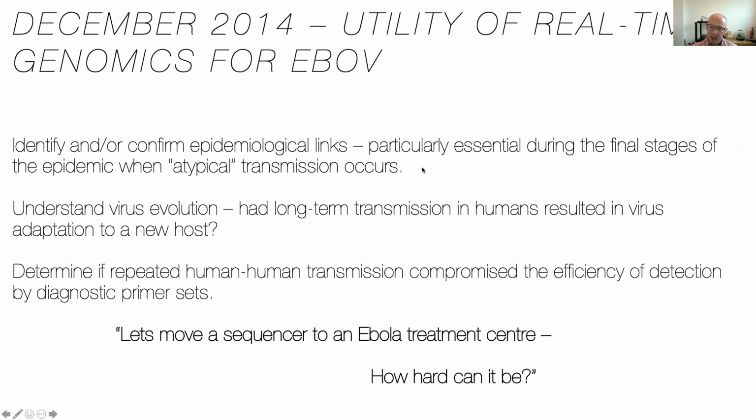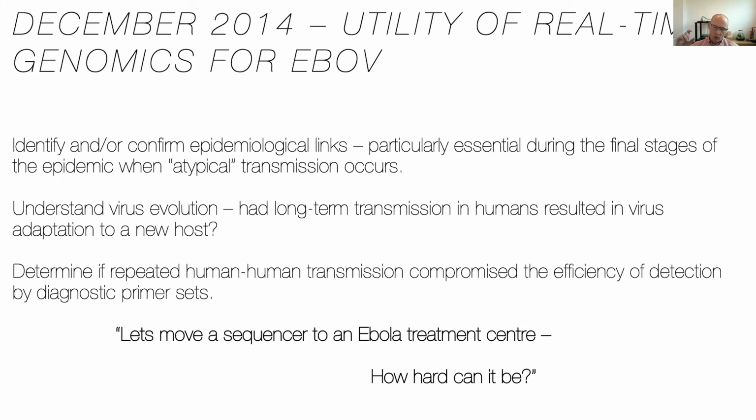Now, this was particularly critical during the final stages of the epidemic when there were atypical transmission chains. So whereby Ebola virus had transmitted from a persistently infected individual to somebody else. It was very important to rule out any other sources of infection, and this could be relatively easily done via sequencing. We wanted to really understand virus evolution, as we're seeing with COVID-19.